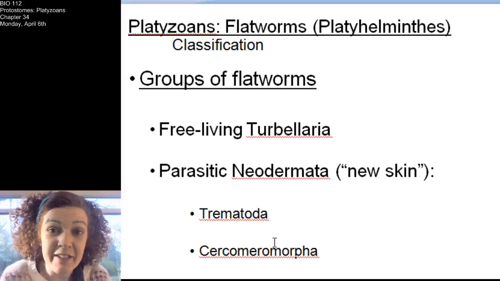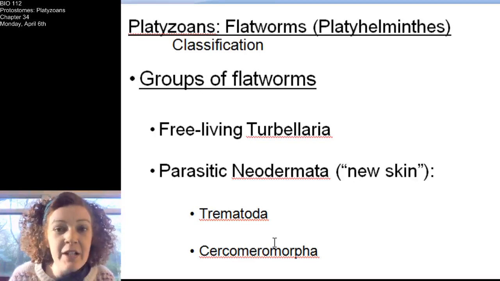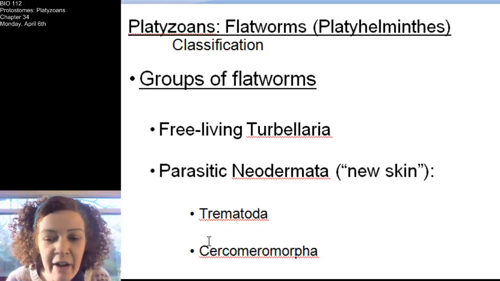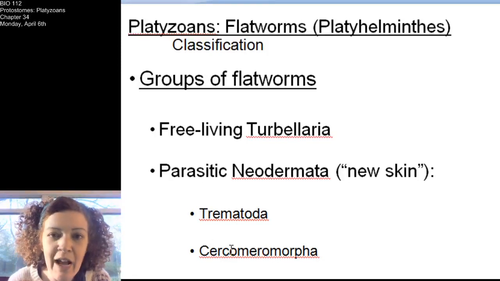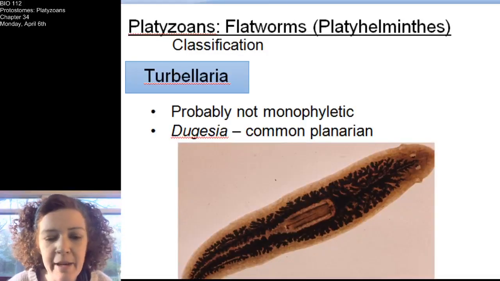So you're going to hear in labs cestodes, tapeworms, and I don't want you to get confused like, well, we're calling them Cercomeromorpha in the lecture. Well, this is a different grouping, okay? And I'm sorry about that. That seems a little confusing, but the Cercomeromorpha are flatworms and other related organisms. Just a slightly larger group. So let's talk about each one of these, okay?